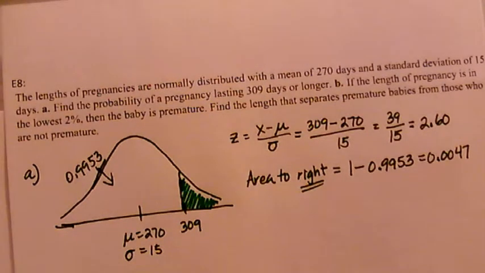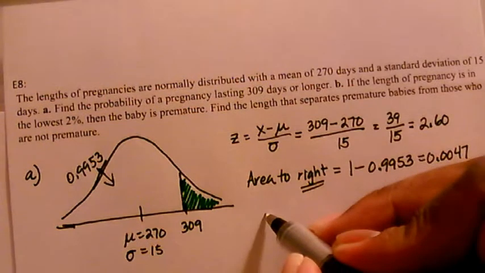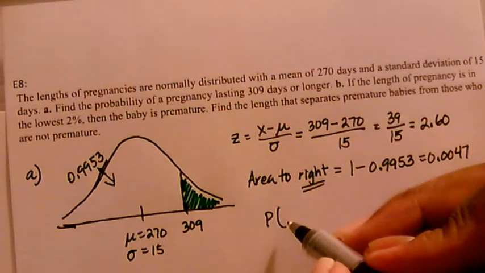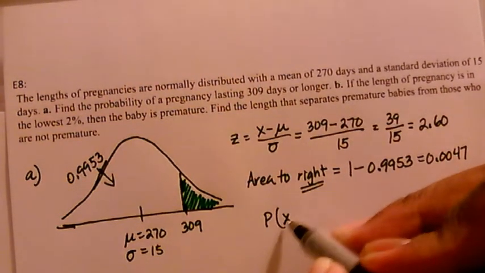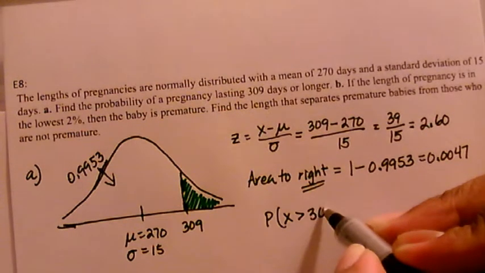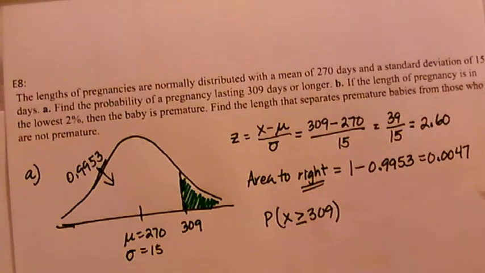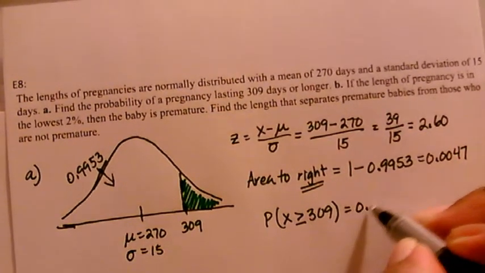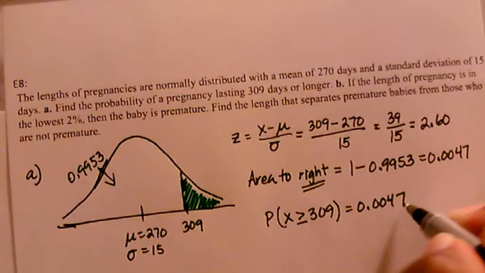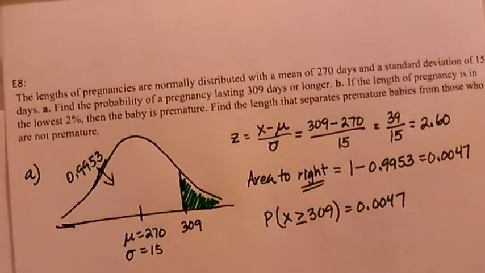Okay. So that represents the probability. If it's lasting 309 days or longer, that means x is greater than 309. Or you can say greater than or equal to 309. That would be 0.0047. Okay, so that's part A.